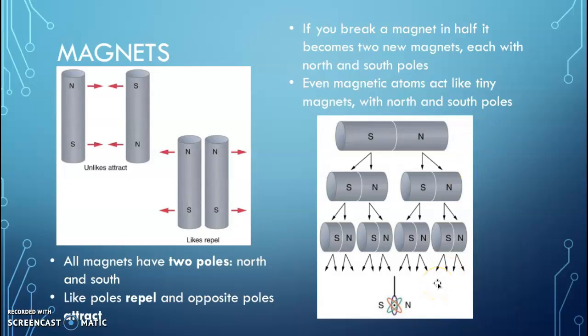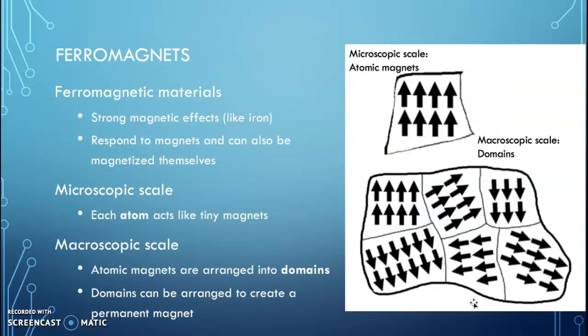all the way down to the tiniest atom. Even magnetic atoms act like tiny little magnets, so they even have north and south poles, like you can see in this picture. So first I want to start out talking about ferromagnets.